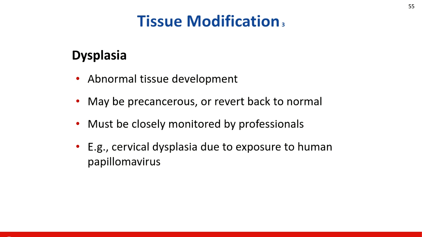All right, the next type of tissue modification is dysplasia. Now we're going to start to deal with some abnormal tissue. So often it's referred to as precancerous. A perfect example is when female patients go in for a pap smear and they get the results of the pap smear and it says that there were abnormal cells found. When they're talking about abnormal cells found, they're talking about dysplasia.